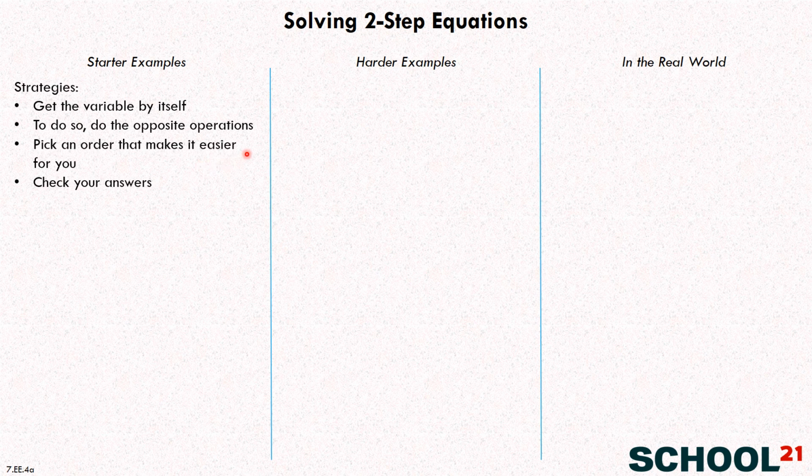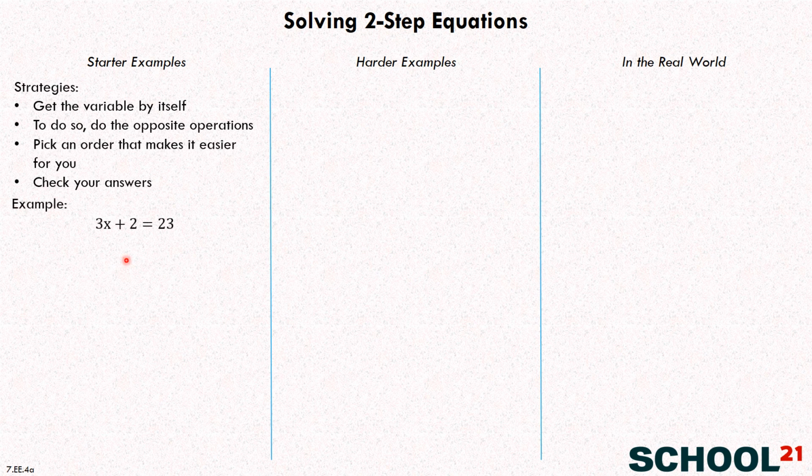And the key here, and this is what you get used to after you do several of these problems, is to pick an order that makes it easier for you, okay? Sometimes in a two-step equation, it'll be a lot easier to do one step before the other than the opposite order. And then always check your answers to make sure that you've gotten something that makes sense. Okay, so let's do our first example here.